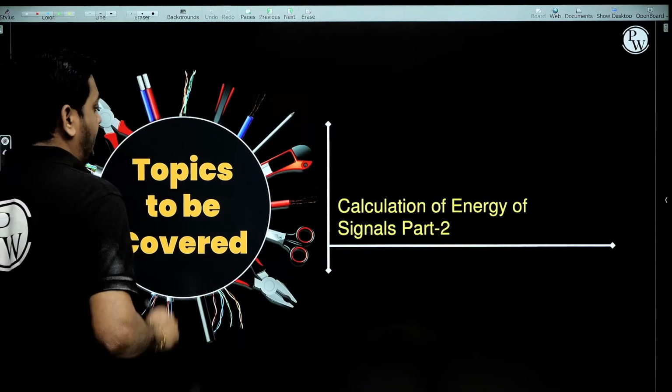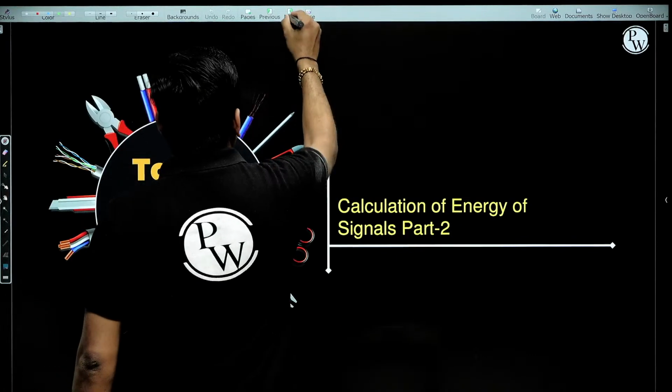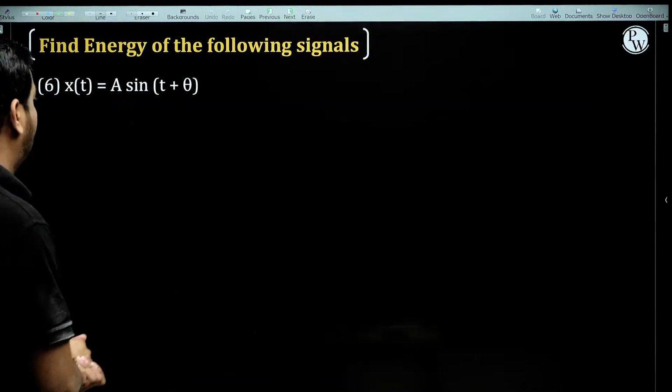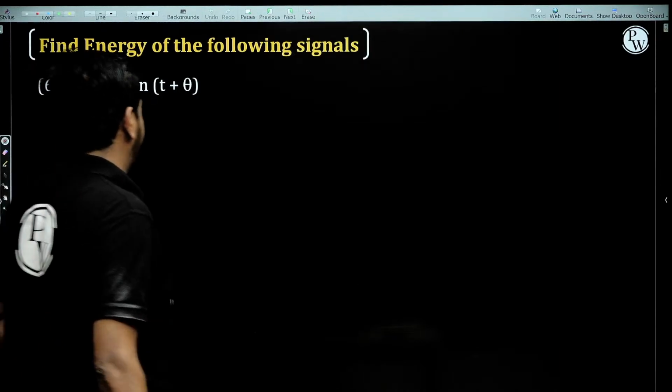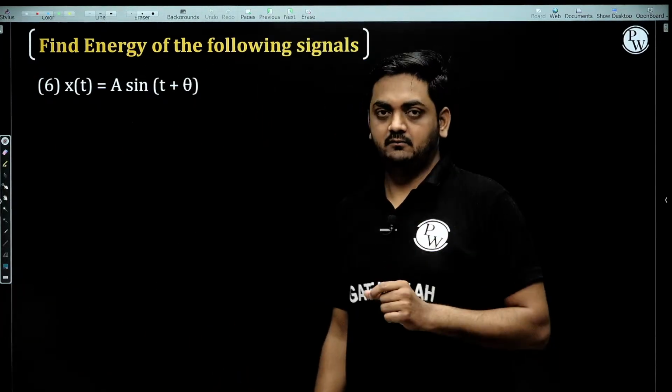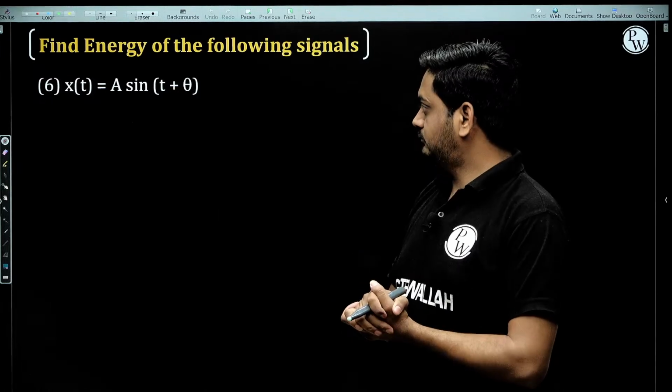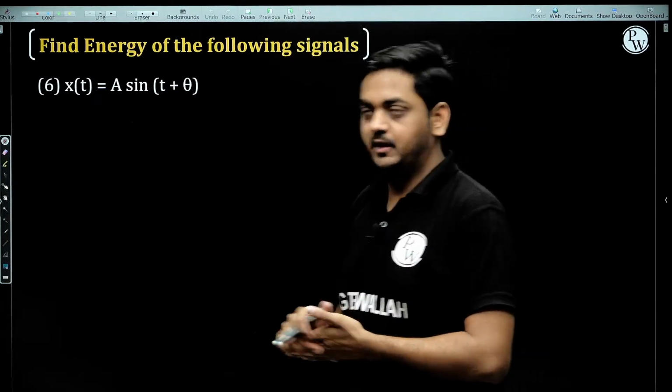Lecture number 17, calculation of energy, and this is part 2. So let us start with this question. Sinusoidal function a sin(t + theta), and we want to calculate the energy of this signal.